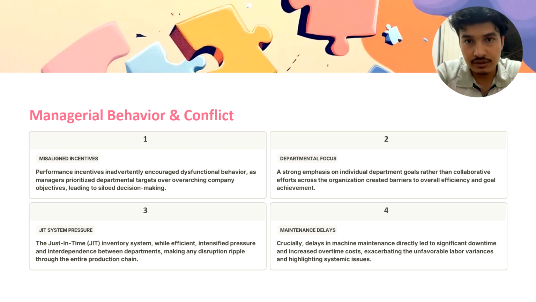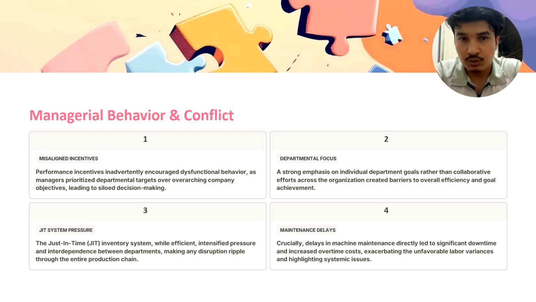So this slide talks about managerial behavior and conflict. This slide highlights how manager behavior and incentive systems contribute to operational problems and internal conflict.